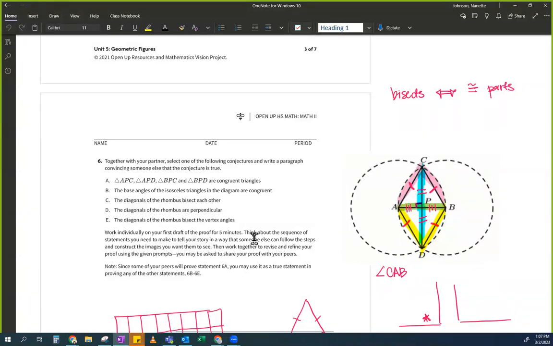Okay. This one's going to be interesting. So the diagonals of the rhombus are perpendicular. Do you guys remember what perpendicular means? So if you look at your screen right now, this guy right here is perpendicular to this guy right here. Perpendicular means that they form a right angle, meaning a 90 degree angle. Does everybody see this little faint line here and this little faint line? That's another 90 degree angle.